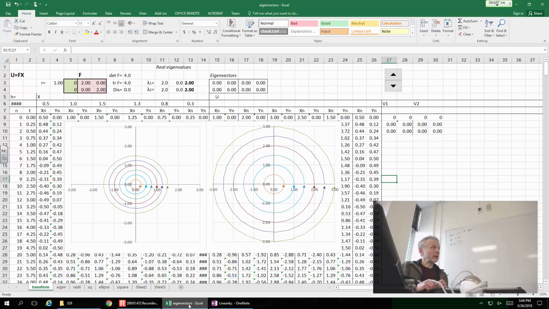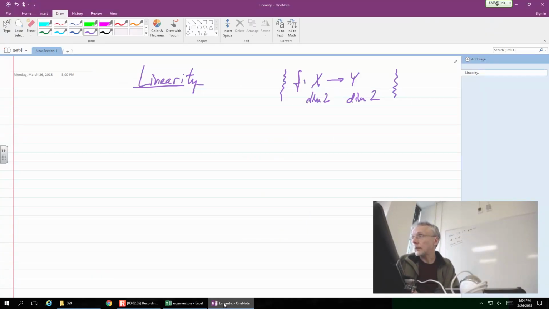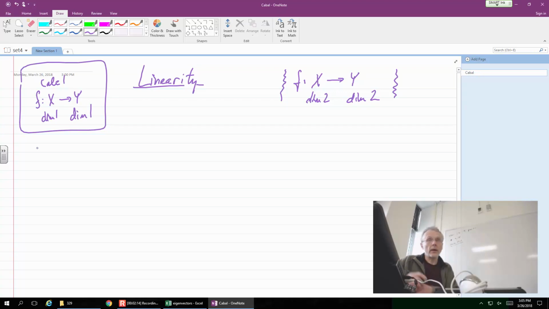So it gets harder. You have seen some visualizations of graphs in calculus: the x-axis, the y-axis, and a graph of a function. That's what you see in calculus 1. F from x to y, dimension 1 here, dimension 1 there. So that's calc 1, and the visualization is very simple, x and y. The input is one-dimensional, the output is one-dimensional.